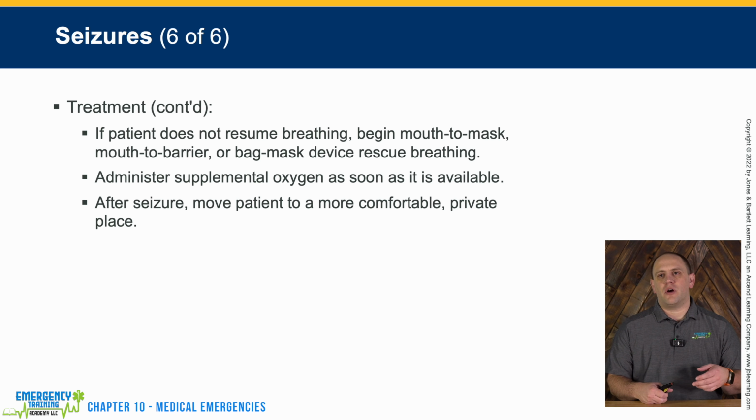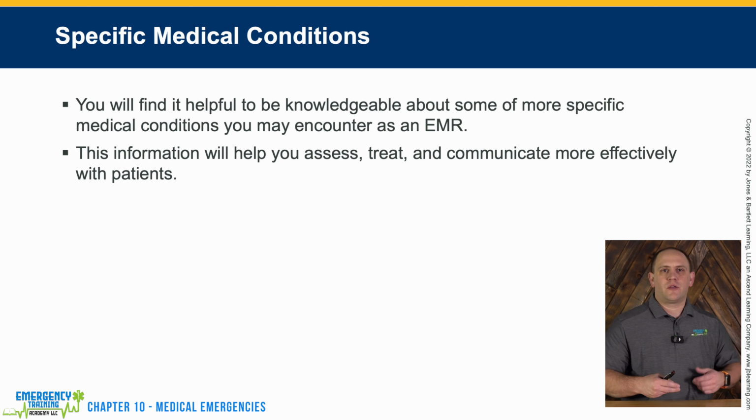We want to administer oxygen through that mask as soon as possible, and then move the patient into a comfortable position and a private place if they're not already. So that's been our neurological emergencies and things that we need to look for. Now we're going to move into some other specific medical conditions that it's important for us to understand as emergency medical responders, and some of the things that we can do to assess and treat these other medical conditions.